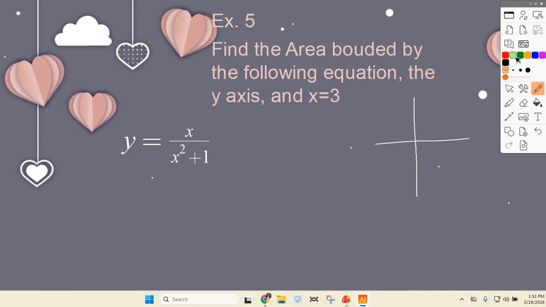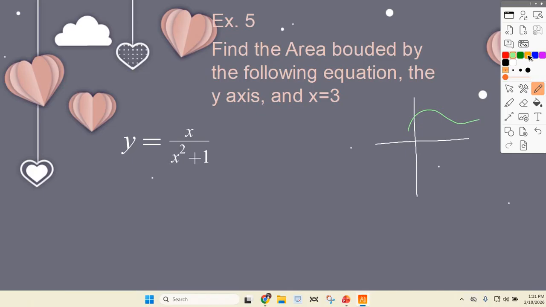So x is going to be positive and x squared is definitely going to be positive. So I know it's going to be positive, so it is above my x-axis somewhere. That's not what that graph looks like, but again, we're just trying to get a visual of what's going on here.